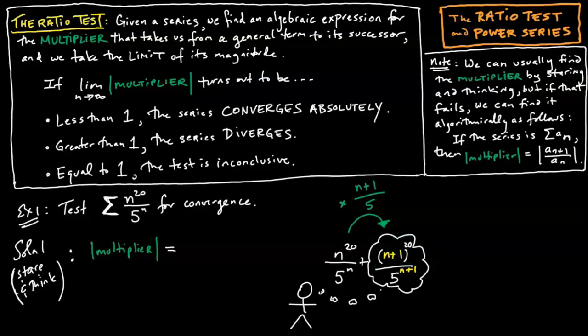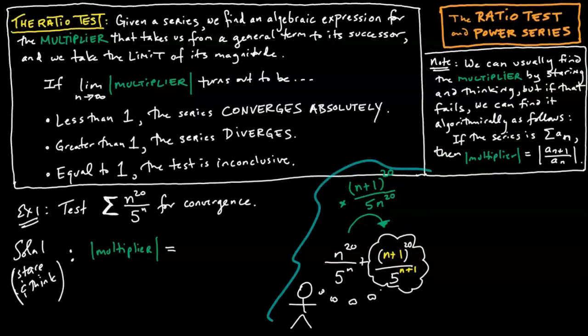Well, so I will put n plus 1 to the 20th upstairs in my multiplier. But that won't do it in and of itself, because if I multiplied this stuff by this stuff, I'd end up with n to the 20th and n plus 1 to the 20th upstairs. I need to get rid of that n to the 20th, which means I need to tuck a copy down into the basement of my multiplier. And that's it. That's my multiplier.